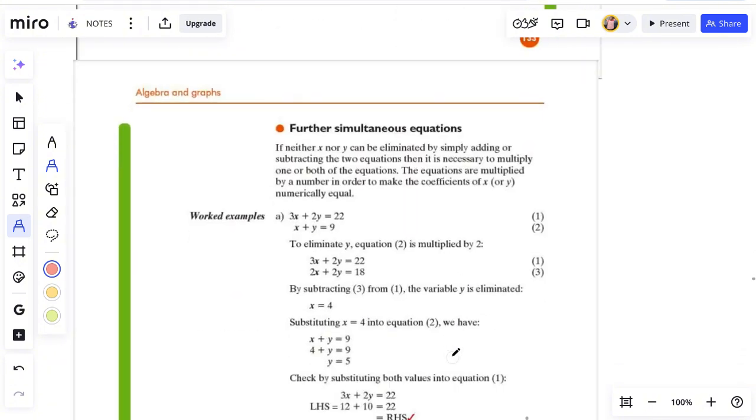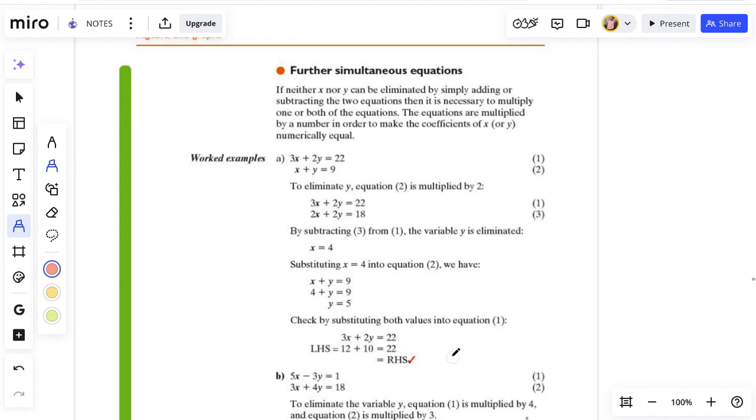This is for the simultaneous equation. Maybe they don't tell you which method to use. They just give you, and you solve with any method you like. Now we want to use elimination to solve this one. Let's take a look at this one together using elimination.